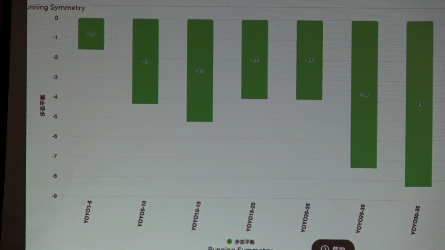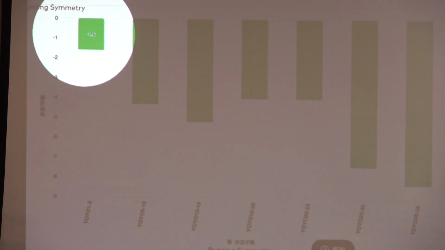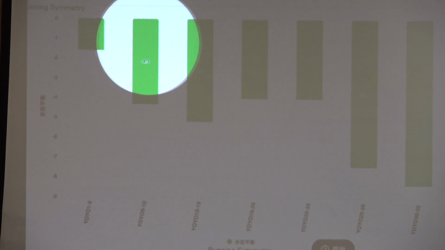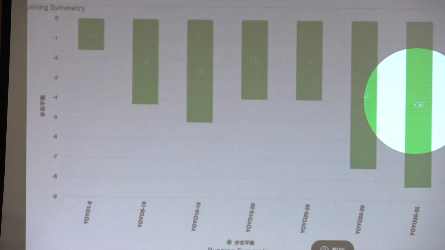And this is running symmetry. Again, every 5 minutes at the beginning. Yeah, the difference from left to right is very small. It's only around 1%. And then towards the end of the session, end of the test, it was more than 8% difference.